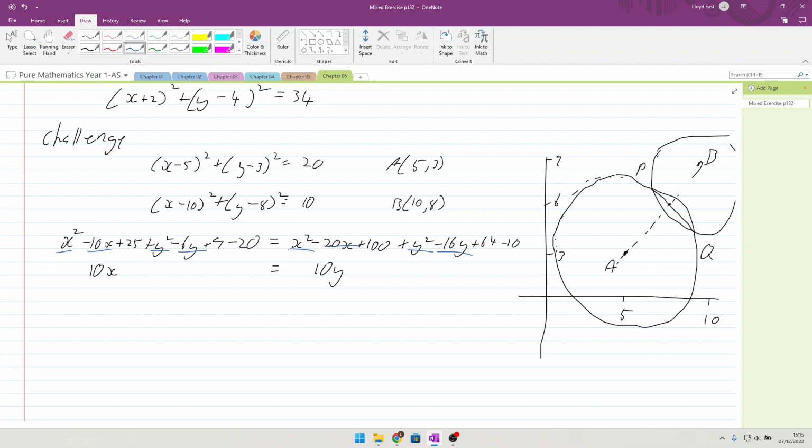And then I've got a 25 plus 9, 25 plus 9 minus 20. Okay, that gives me plus 14. That's everything on that side. And on this side, I've got 164. Take away the 10, which is 154.